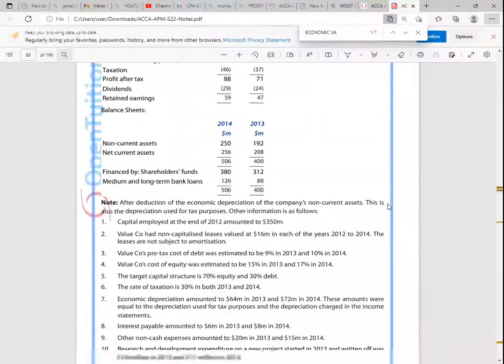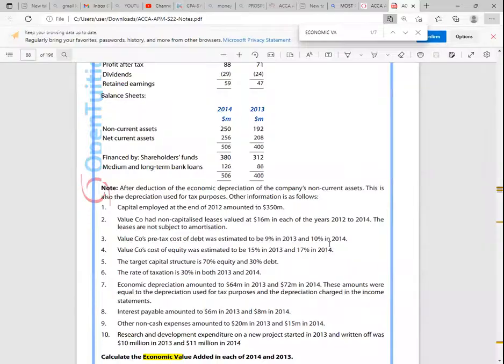Great, so here we are. This is a very bad examiner. This guy has given me capital employed at the end of 2012, not number one. Remember, our financial years are 2013 and 2014. This is a bad examiner.